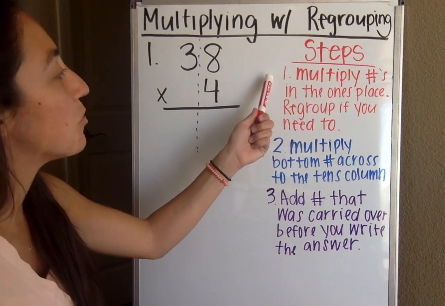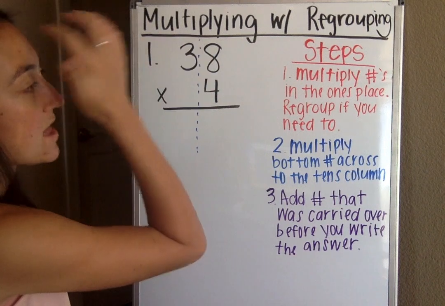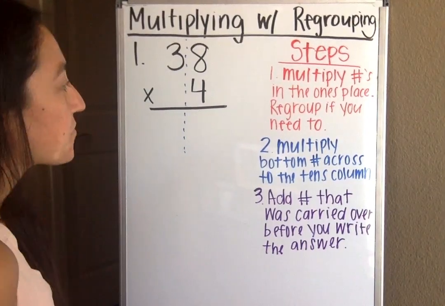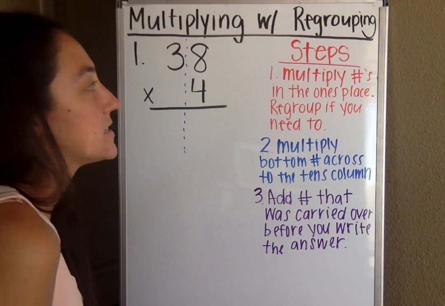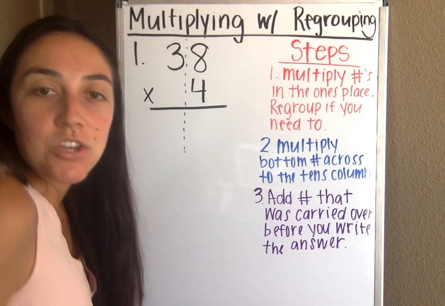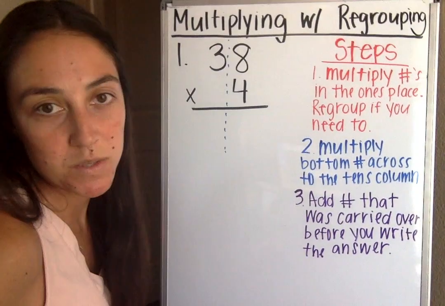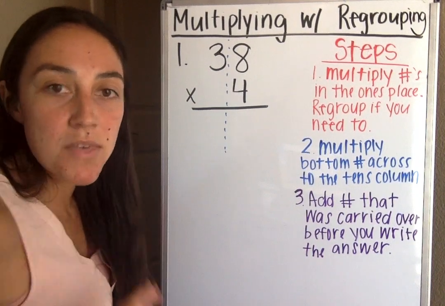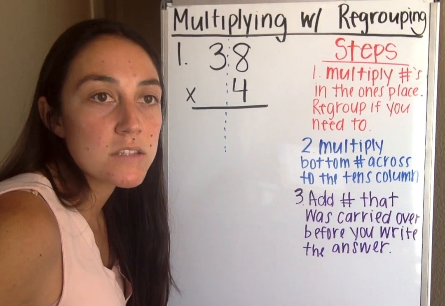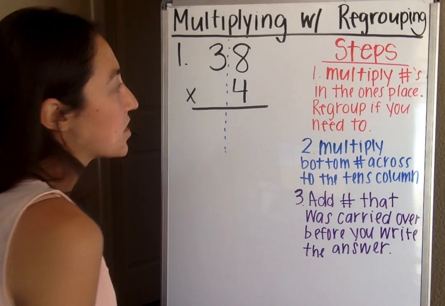So step 1 says to multiply numbers in the ones place. Okay, so that would be the 4 and the 8 that I'm multiplying by. And it says regroup if you need to. So regroup is exactly what you would do when you are adding and you are adding something over here to the tens place. So we're going to do the same thing for multiplication. So that means that it's going to look like this. So 4 times 8 is 32.